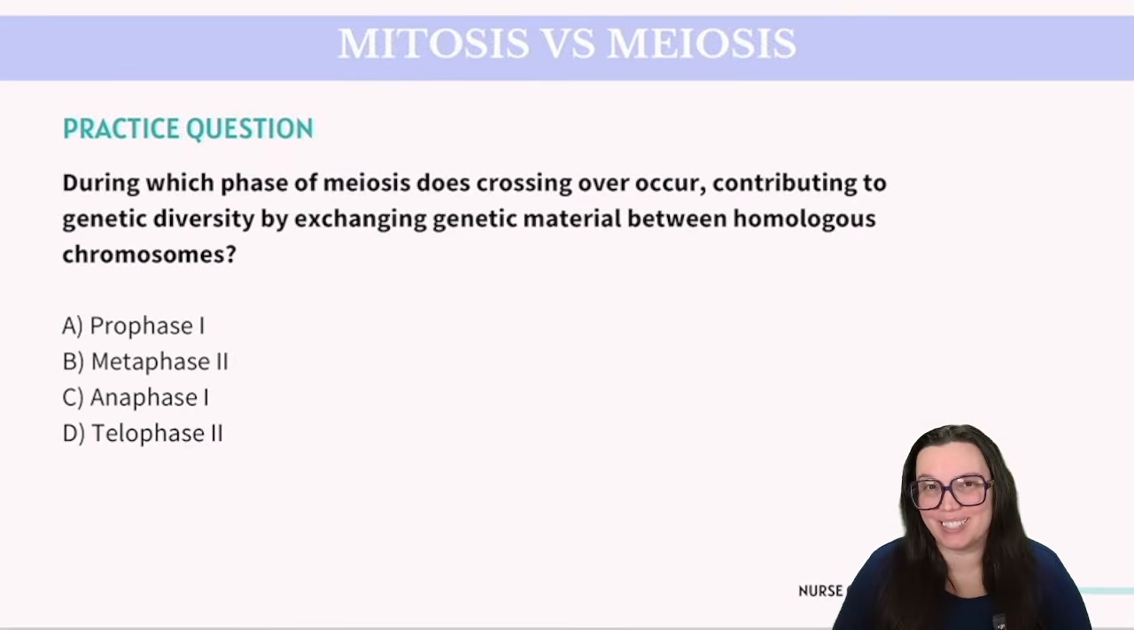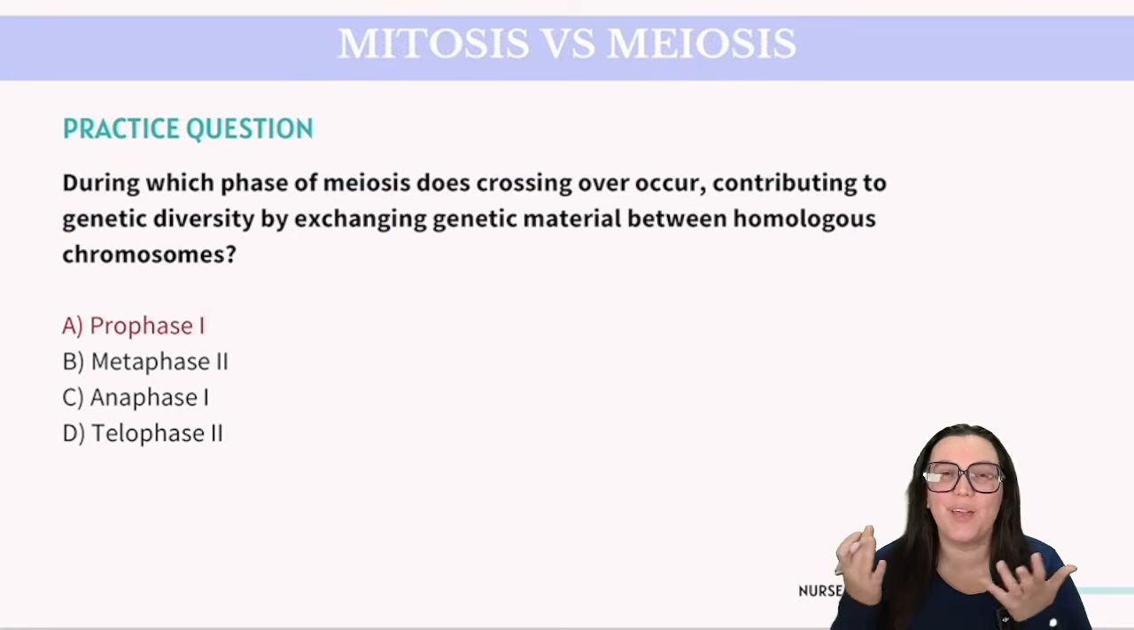Let's do some practice questions. During which phase of meiosis does crossing over occur, contributing to genetic diversity by exchanging genetic material between homologous chromosomes? Is it A, Prophase I, B, Metaphase II, C, Anaphase I, or D, Telophase II? And the correct answer is A, Prophase I.